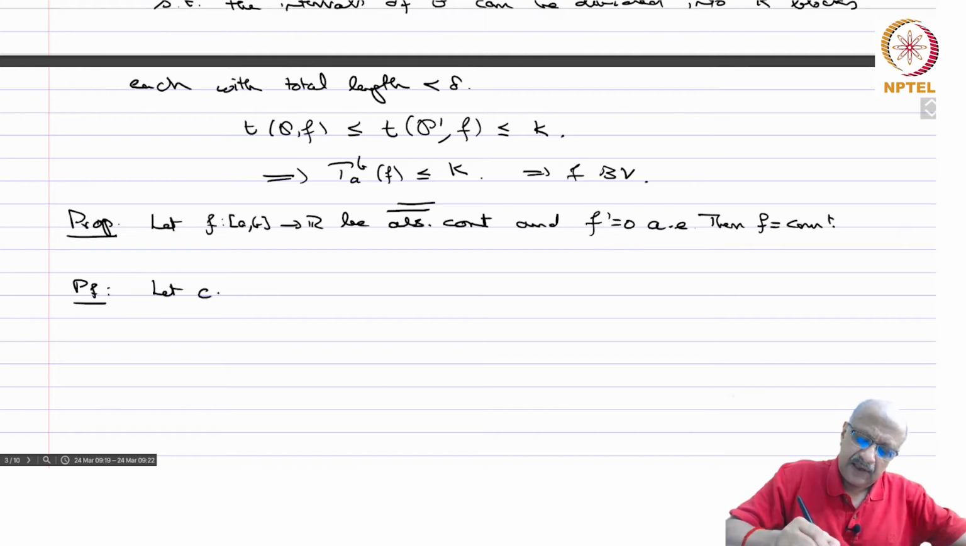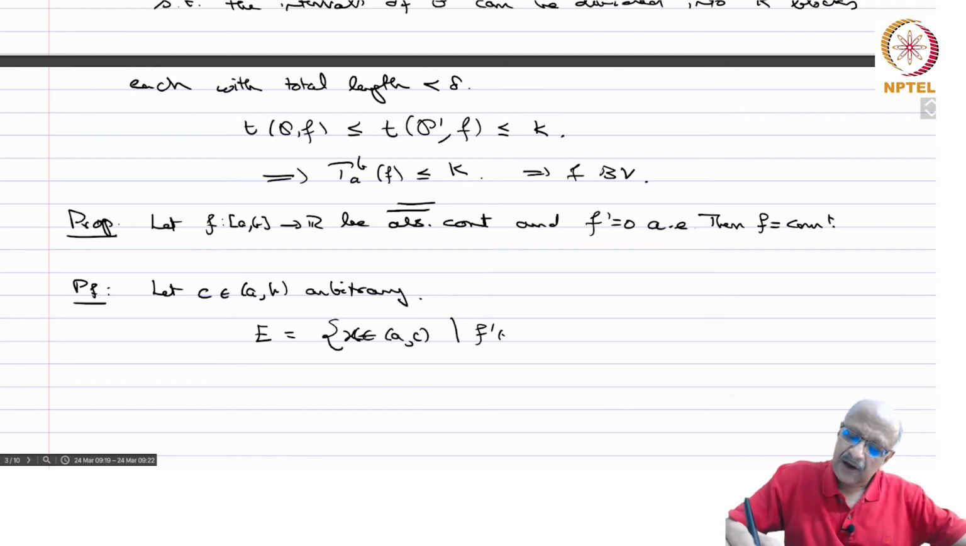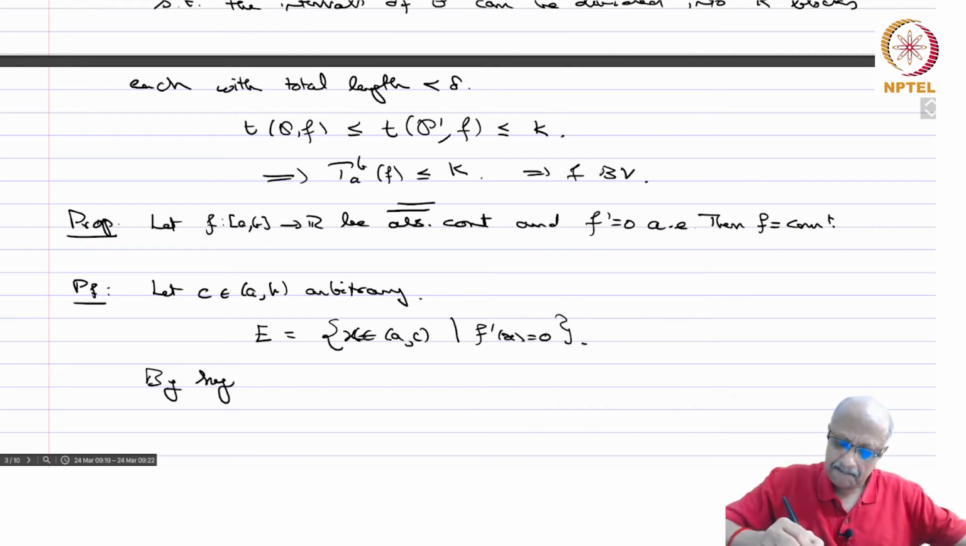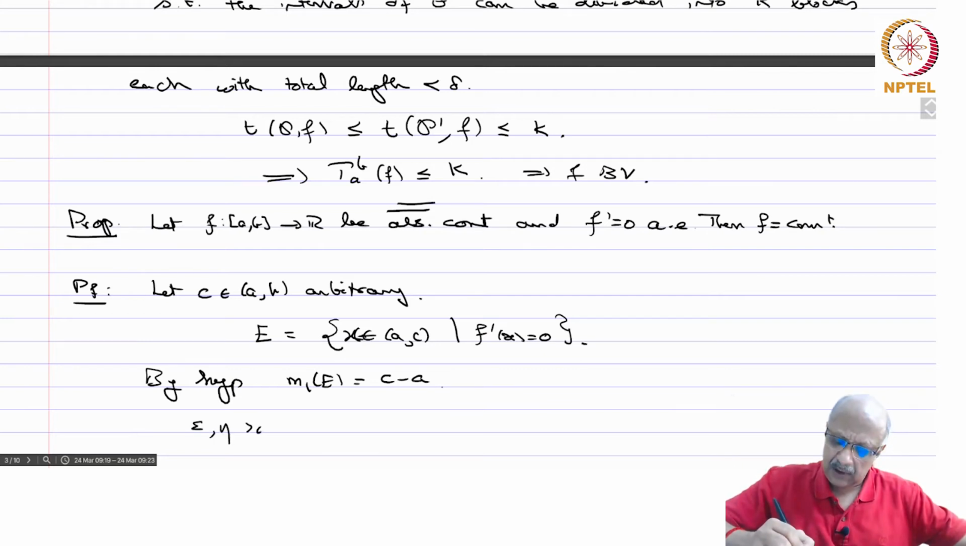Let c belong to (a, b) arbitrary. Now you take E equals the set of all x belonging to (a, c) such that f dash x equal to 0. So by hypothesis, m1 of E equals c minus a, because f dash is 0 almost everywhere. So this measure must be the same as the full measure. Okay, so now let epsilon be arbitrary.